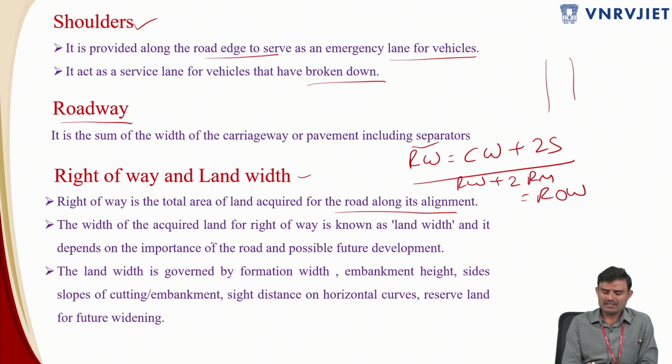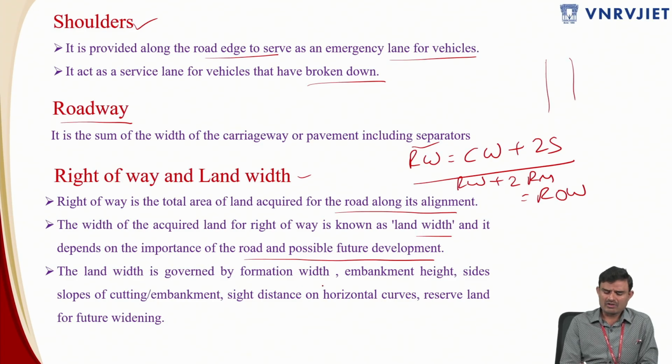The width of the land acquired for right of way is also called land width or road land, and it depends upon the importance of the road and possible future development. So you are not going to have an unlimited right of way, but there is a limit for it. It is going to depend upon the importance of the road. If it is a national highway or state highway, you are going to have some amount of right of way, or if it is a major district road or other district roads, you are going to have a lesser value of right of way. It also depends upon your possible future developments.